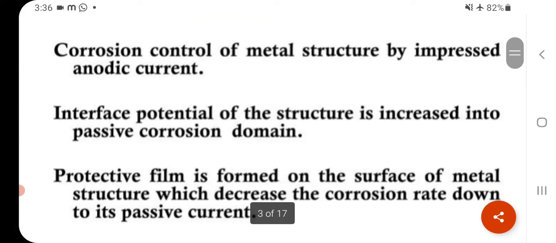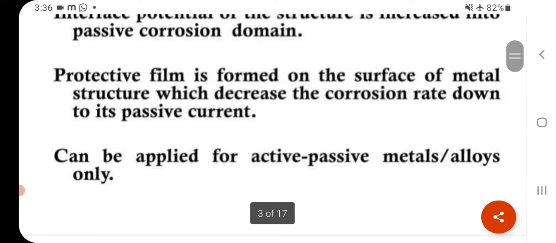Corrosion control of a metal structure by impressed anodic current. The interface potential of the structure is increased into the passive corrosion domain. A protective film is formed on the surface of the metal structure, which decreases the corrosion rate down to its passive current. It can be applied for active-passive metals and alloys only.